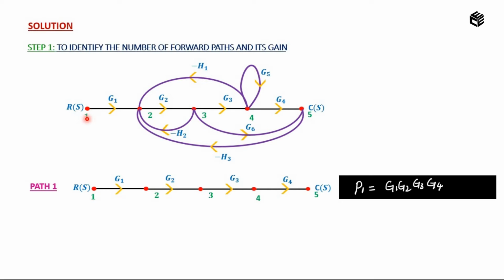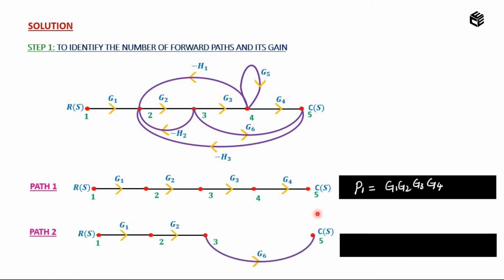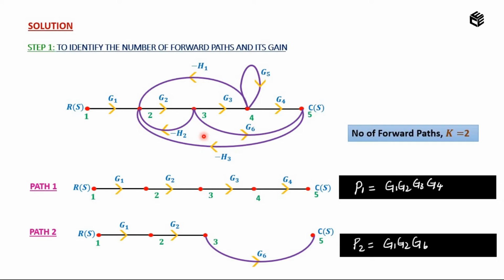So we have a path that is from 1 to 2, correct, and from 2 to 3 and 3 to 5 through G6, correct. So I am considering that as our second path. Okay. Now how can we write the gain? P2 is equal to G1, G2, G6, correct. Now we can check whether there is any other forward path available. So on analyzing the structure, we can say that there is no forward paths other than these two, correct. Therefore, as a conclusion, we can say number of forward paths K value is equal to 2. Okay. What is the next step?